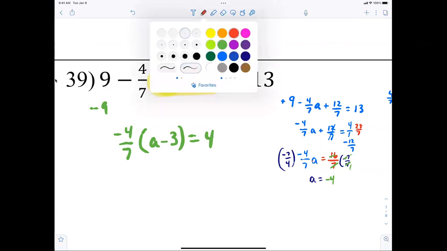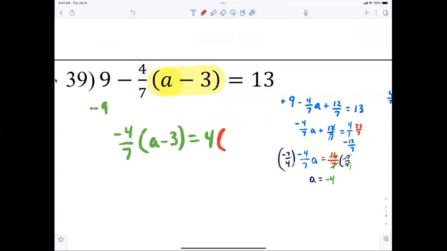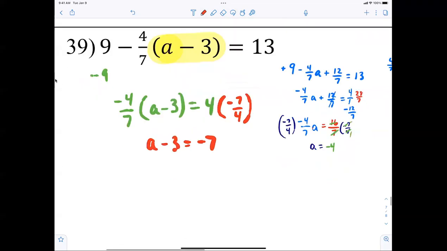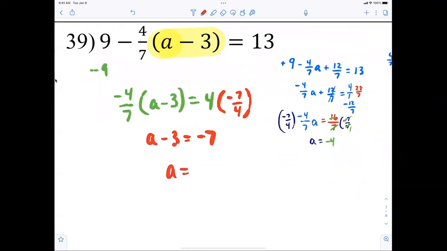Now I want to do the reciprocal. So the reciprocal would be -7/4. So now I have a minus 3 equals -7. And then when I add 3, a equals -4. That's a lot easier. A lot easier. Anybody have any questions with 39?